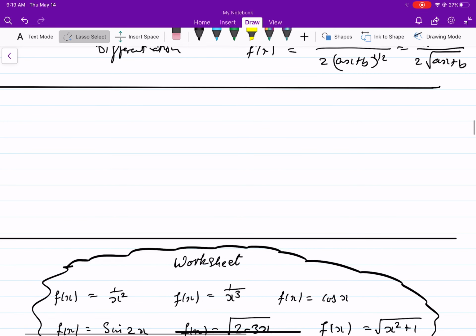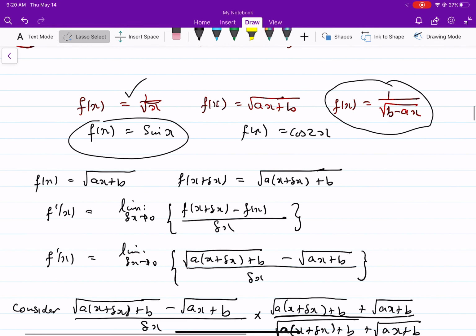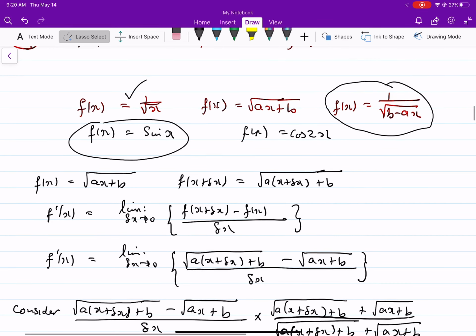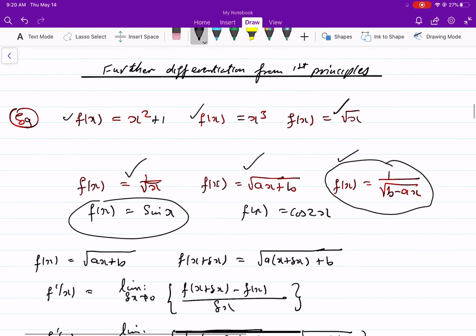The next one. What was the next one? The next one was 1 upon the root of b minus ax. So I just did this one, now I'm about to do that one. 1 upon the root of b minus ax. Let's see what classical differentiation is going to give us first.